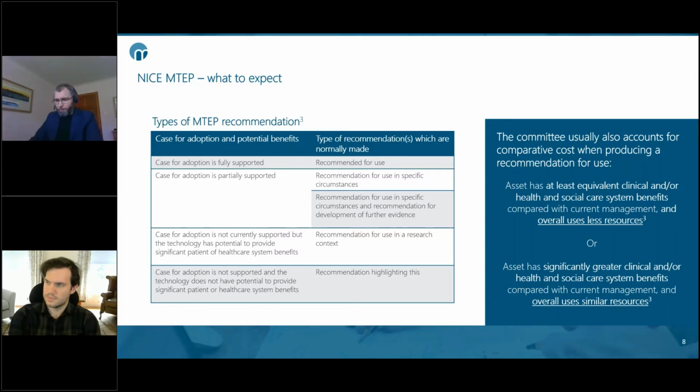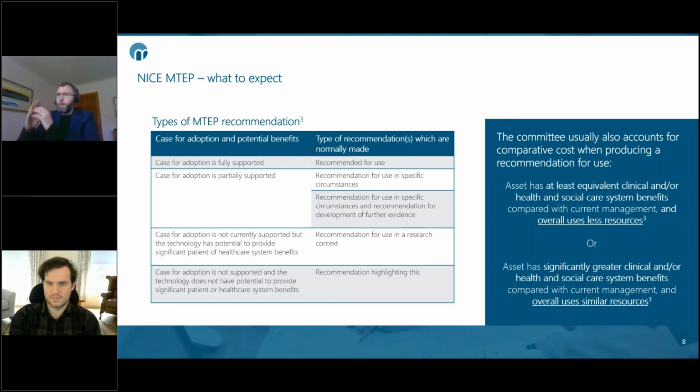Single technology appraisal situations came about really to reduce unevenness in postcode prescribing. But there is no such infrastructure or teeth yet to the MTEP recommendation package. That may come, of course, but not yet. And I just wanted to touch on this table here.